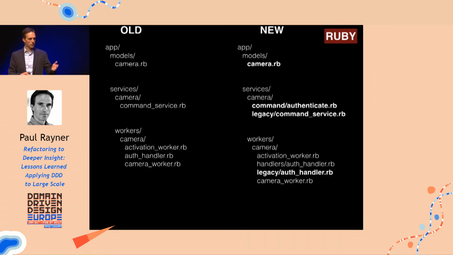So what this allowed us to do is we've got the old structure in Rails there of what it looked like, and you can see on the new one that we touched camera.rb, which is in the models folder, so that's the camera model. And remember we said we were focusing that on the state of the camera, and then all the responsibilities for talking to the camera were moved into the services. So the commands, like command authenticate, and then we had the command service, which was the legacy one that we were eventually going to change. And then we've got the workers for things. We've got like legacy auth handler there as well. So we actually changed the folder structure to indicate what things we needed to remove.